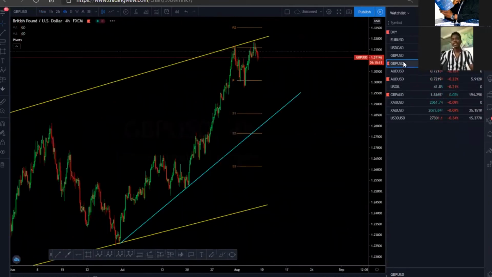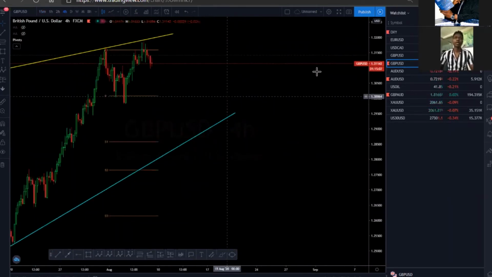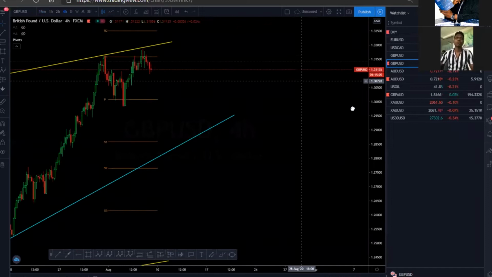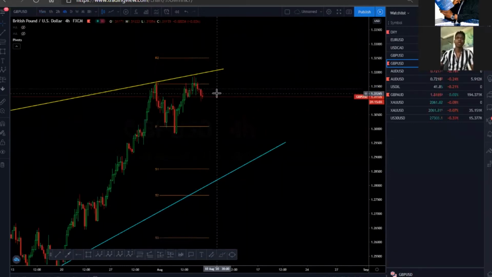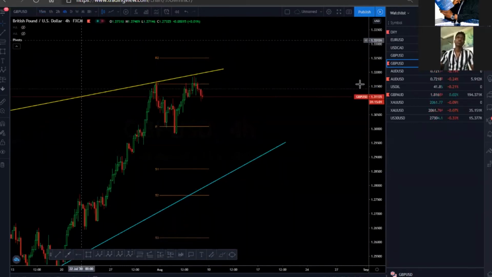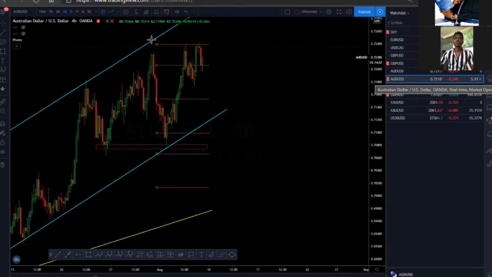GBP USD, we've not had any momentum. Yesterday was a quiet day. The market is forming that double top formation. I'm not really sure about these pairs. Many of the USD pairs have really been consolidating.